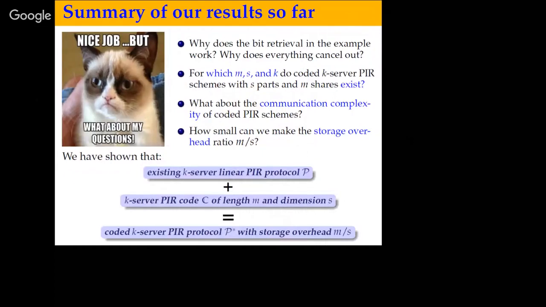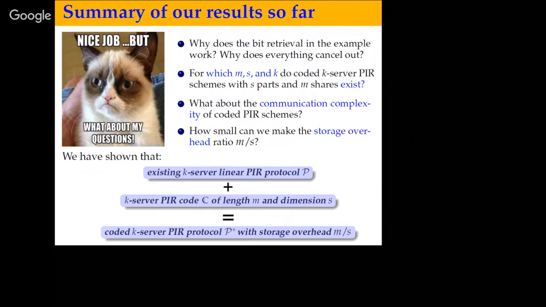we can take any existing K-server PIR protocol, it's linear, and they're all linear, and then we need this sort of secret sauce, the special thing that makes it happen, which is a special binary linear code that we defined in the previous part. And then with this, we can construct a coded PIR scheme, and the storage overhead of that scheme is M over S, where what are these numbers in terms of the code?